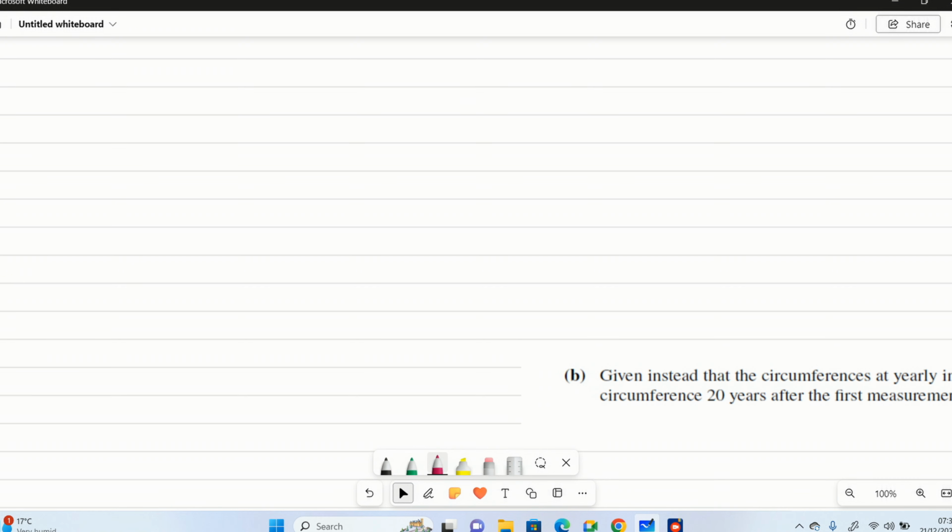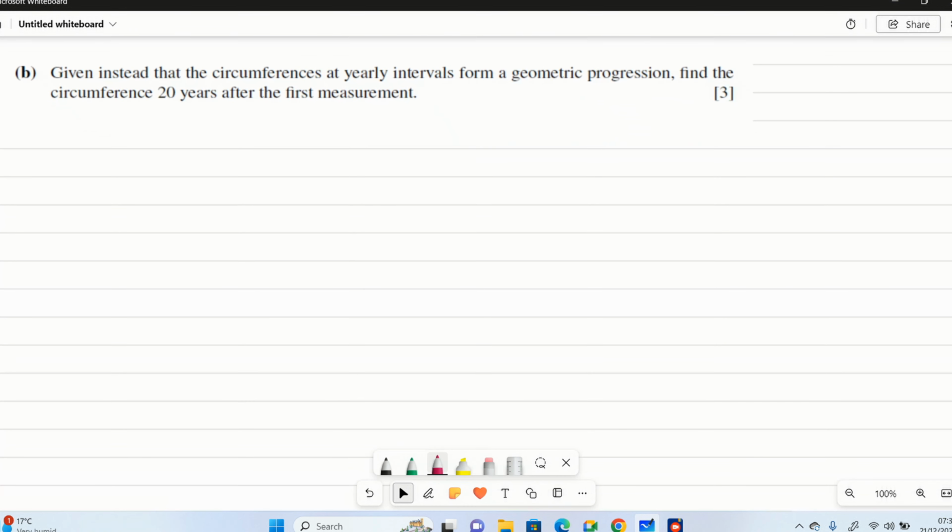So that's what you're supposed to do in question 4A. We have question 4B here. Given instead that the circumferences at yearly intervals form a GP, find the circumference 20 years after the first measurement. So in this question, there is something that you have to understand. The term-to-term rule changes. So Un becomes a times r^(n-1), where r is the common ratio.